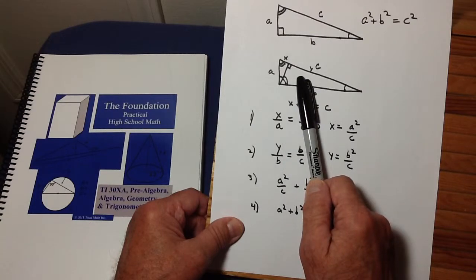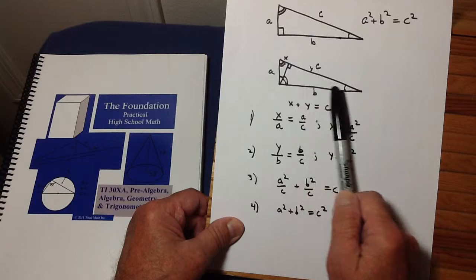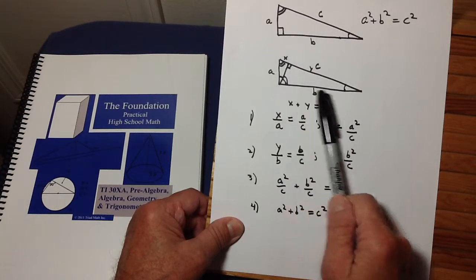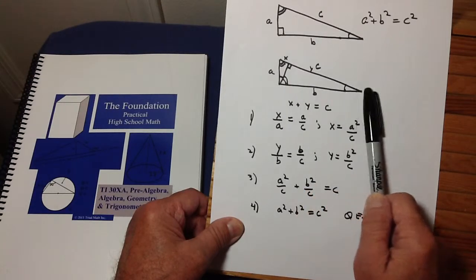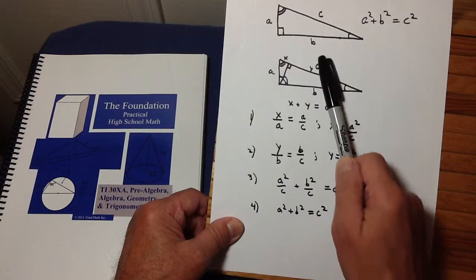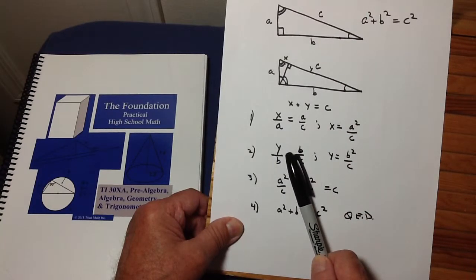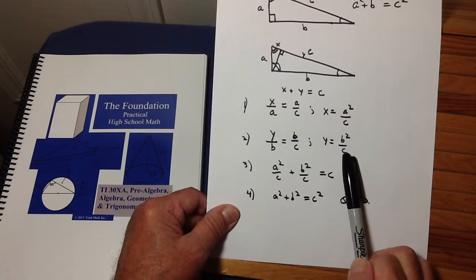A very similar argument gives you the following. Take y and divide it by b, that's this small triangle here. And what does that equal in terms of ratios from the large triangle? Well, y is opposite this angle, so in the large triangle, b is opposite that angle, so you have b divided by c. So you have y over b equals b over c from similar triangles. Well, that means then by little algebra, y equals b squared over c.